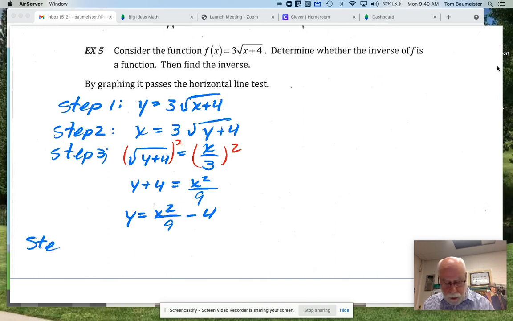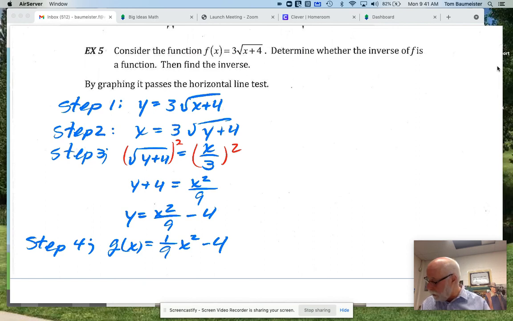And then the final step, replace that new y with g of x. And we can write this as 1/9 x squared, which is the same thing as x squared over 9, people, minus 4. All right? Now they're going to want to know what to say our domain is. So let's go ahead and look at this, and I'm going to tell you off to the side.